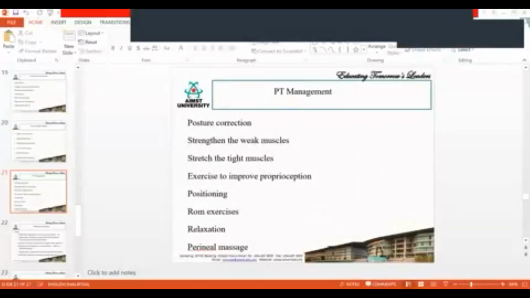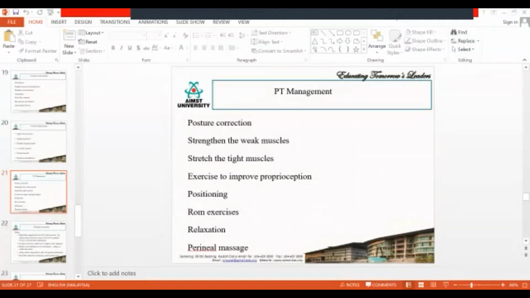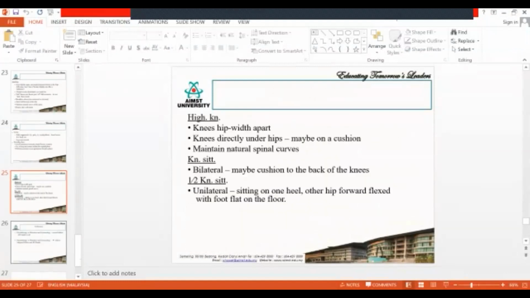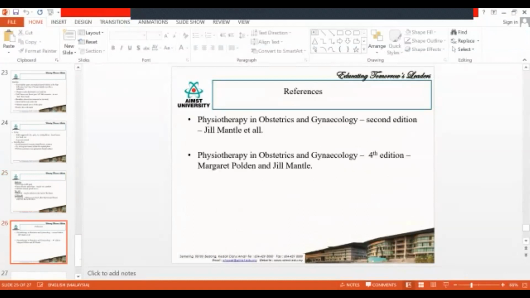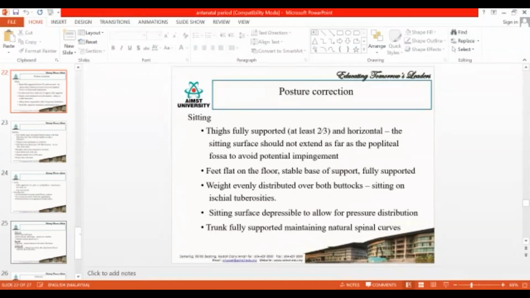So the first thing in the PT antenatal management is posture correction. In posture correction, I have given in the slides the explanation for whatever you saw in the video. Is that clear? All these things only you saw in the video, so I have given all those explanations.